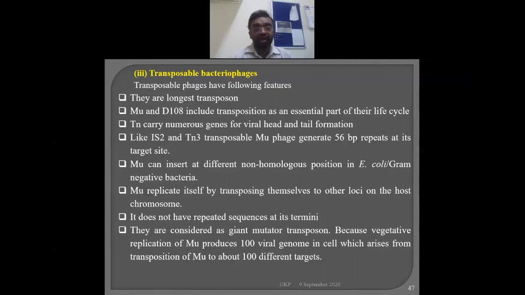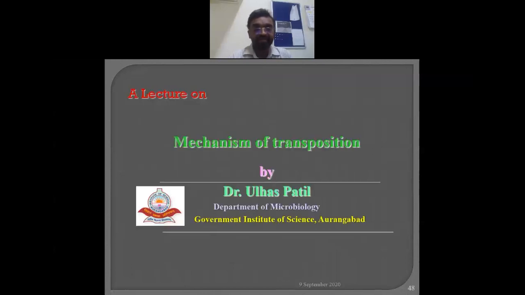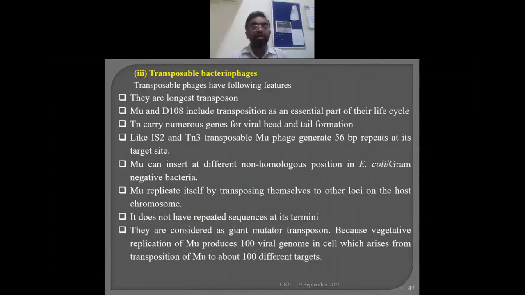And hence they can incorporate at various sites, and they can make so many combinations as far as the bacterial genome is concerned. So that's all regarding the three important types of complex transposon: composite transposon, Tn3, and transposable bacteriophage. That is sufficient information for today's lecture.